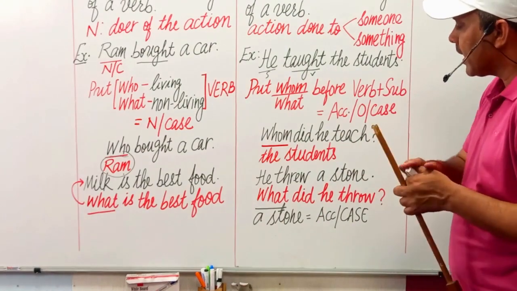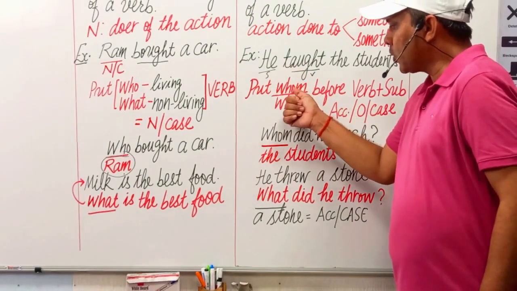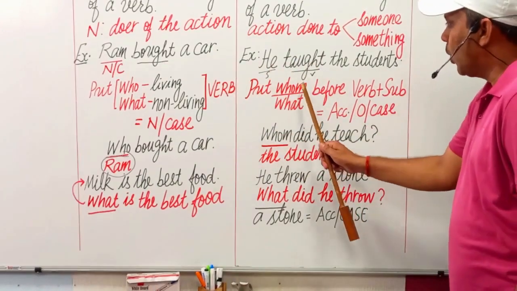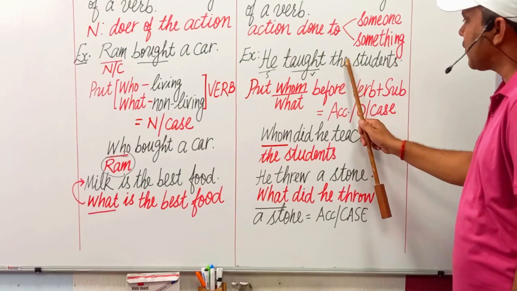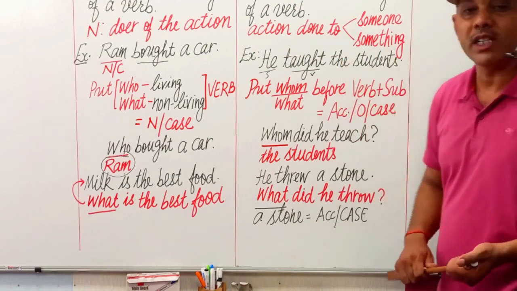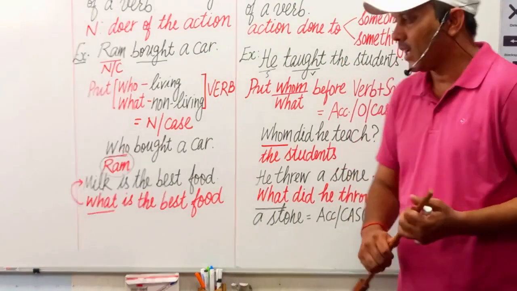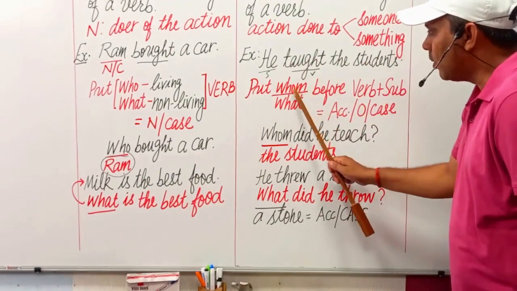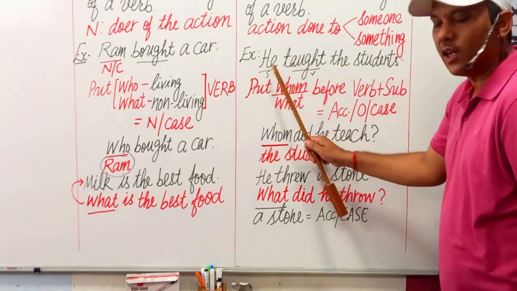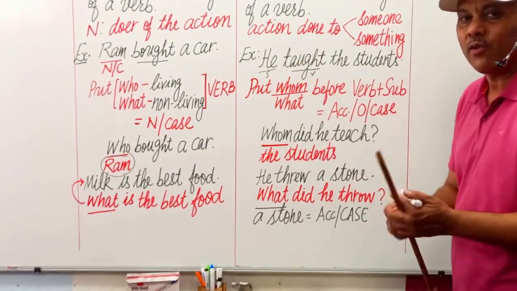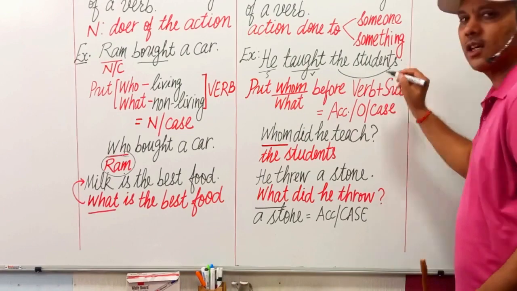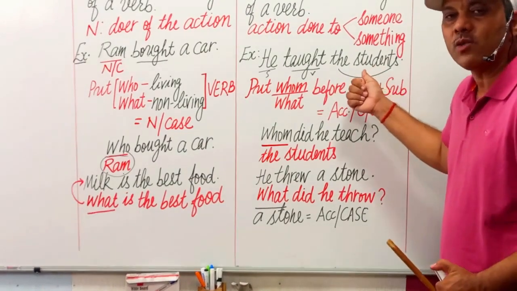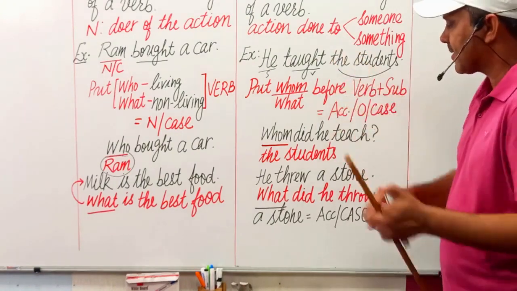Because he is a living thing, put whom before verb plus subject, means whom did he teach? Put whom before this verb and subject. Whom did he teach? And we get the answer, the students. So, the students is the objective or accusative case of noun in this sentence.